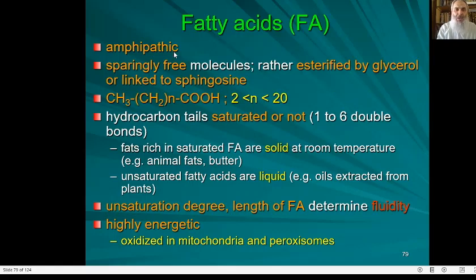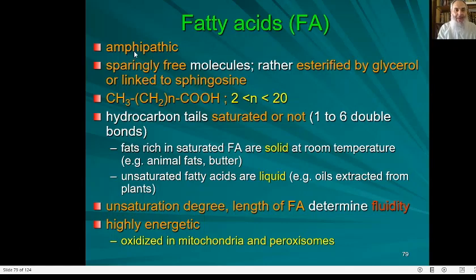A fatty acid is a molecule that is amphipathic, sparingly free, rarely free. It is rather esterified by glycerol or linked to sphingosine. We rarely have fatty acids that are free inside the cell. They are linked to glycerol by an ester bond or linked to sphingosine by an amide bond. This is a detail. This is the general formula of a fatty acid, CH3(CH2)n COOH. N, the number of CH2 here, ranges between 2 and 20. Therefore, the total number of carbon atoms per fatty acid molecule is 4 to 22.